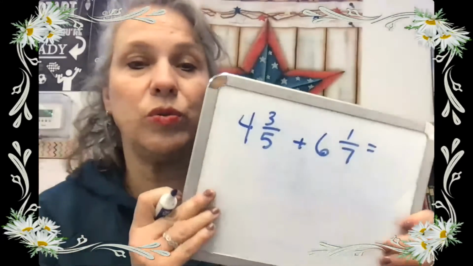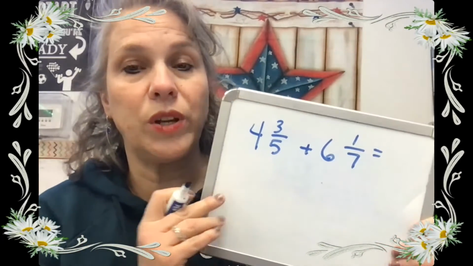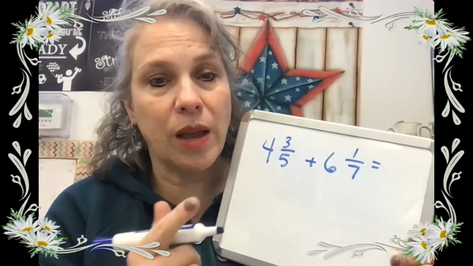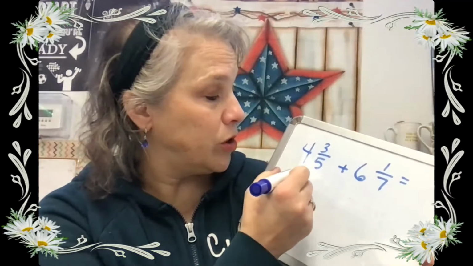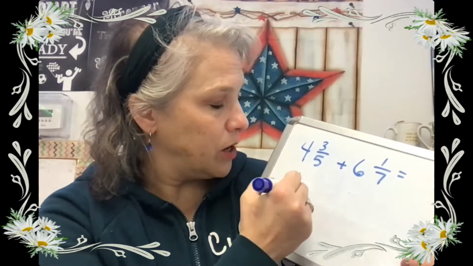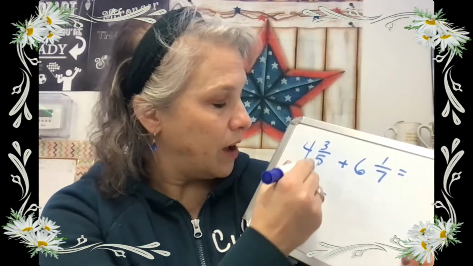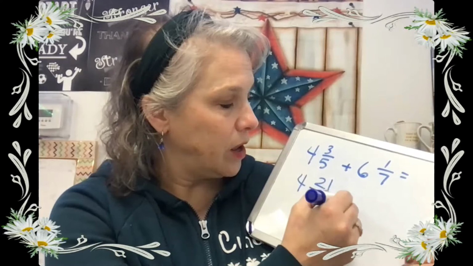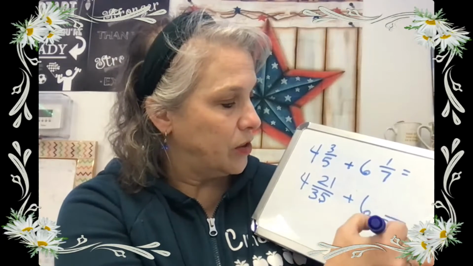How about if we have 4 3/5 plus 6 1/7? We have two different denominators. So we need to find a common denominator. Okay. 7 times 5 is 35. So I'm going to use 35. So I'm going to come down here and I'm going to say 5 times 7 is 35. 3 times 7 is 21. And then we have 35 here.